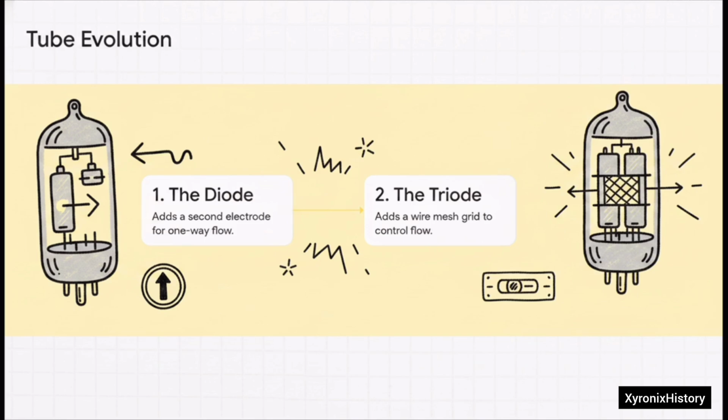But the absolute game changer was Step 2. In 1906, Lee de Forest adds a third component right between the hot filament and the plate. It was just a sparse wire mesh he called a grid. With 3 electrodes in play, he brilliantly named it the triode.